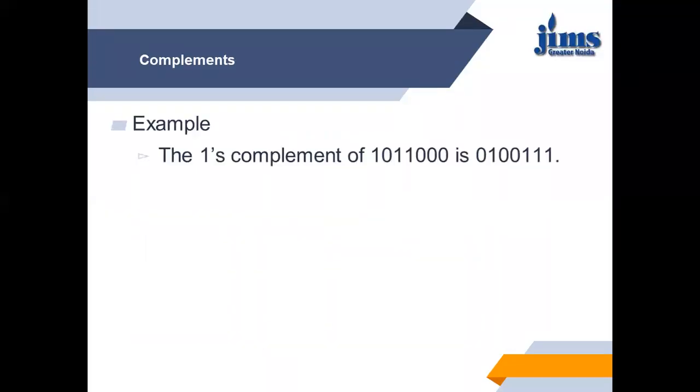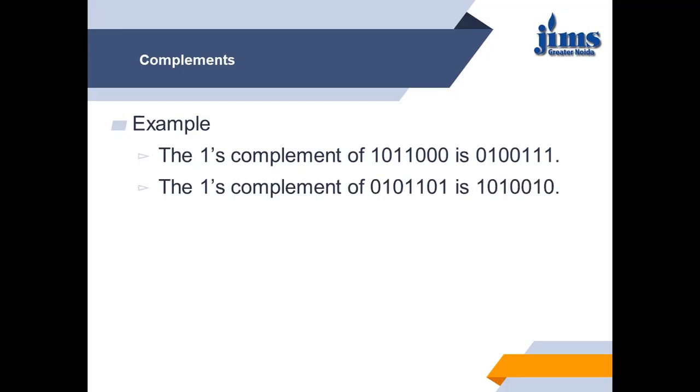Now take an example. Suppose we have to calculate the ones complement of the number 1011000. We just change zeros to 1 and 1 to 0. Now this 1 is replaced by 0, the 0 is replaced by 1, and the number becomes 0100111. It's just a simple mathematical manipulation. We have complemented the value, that means 0 is replaced by 1 and 1 is replaced by 0 in the current number, and the resultant number is the ones complement of the number.